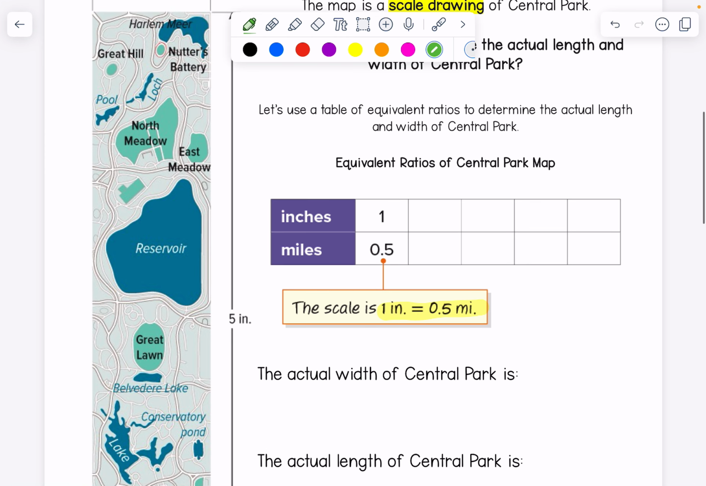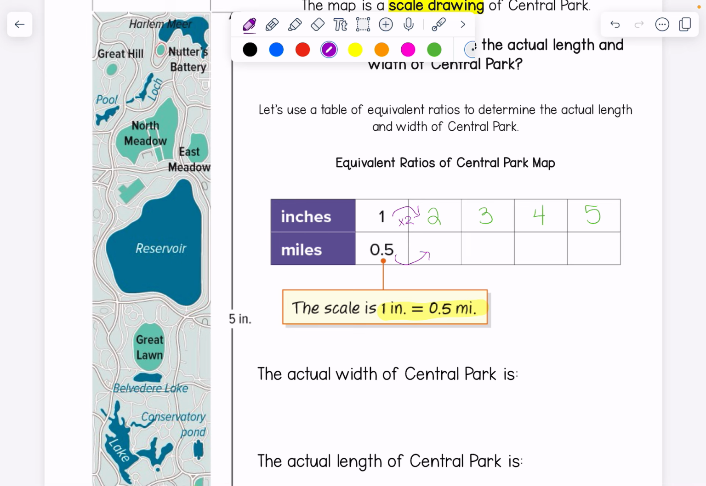So one thing we could do is say 1 inch is 0.5 miles, and we could just count up and say 2, 3, 4, 5. We could also go straight to 5 inches and figure that out as well. So we're just going to look at a couple of examples here. And again, we're going to use the scaling technique that we used with our equivalent fraction ratio tables. So if 1 inch is 0.5 miles, and I'm doubling my amount of inches, then I'm going to double the amount of miles.